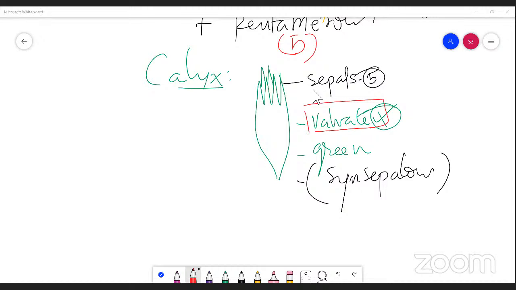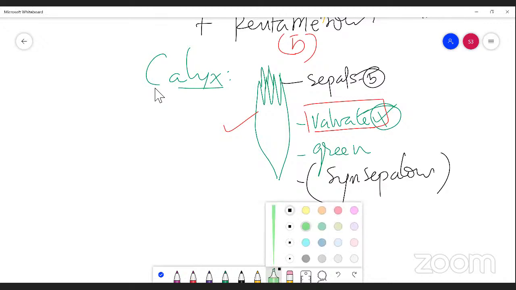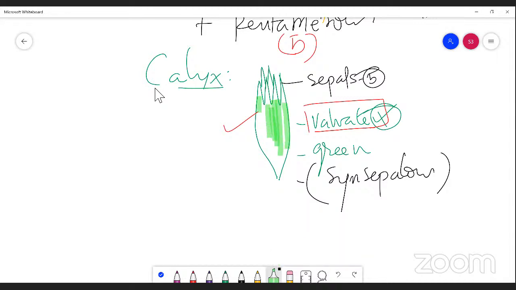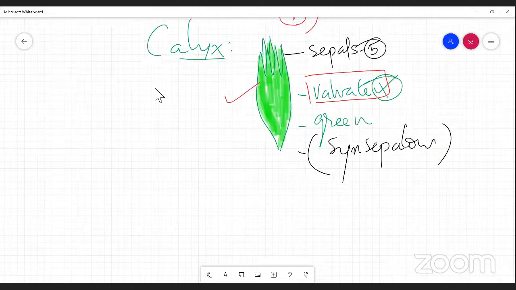Now, could you tell me what type of aestivation is present in the calyx of Datura metel? Valvate aestivation. Very good. What is its color that I have drawn? Greenish white. Generally green in color, sometimes greenish white. Have you seen this in the flower of Datura metel? This is the Datura metel calyx. The calyx is the outermost layer of the flower.